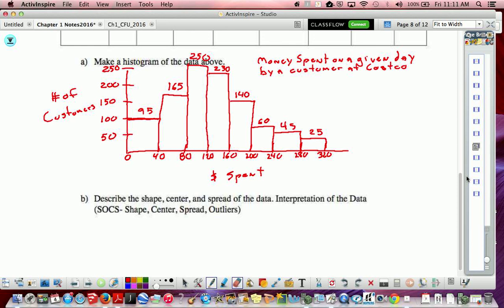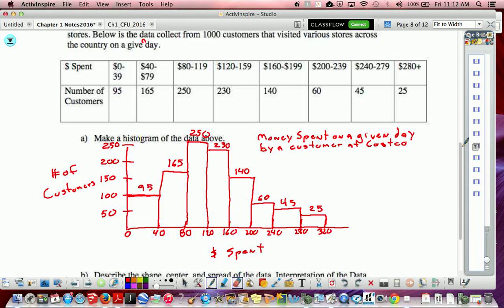For money spent, they have 0 to 39 set up for us. Are we going to have to set that up? Sometimes you might. You'll have to look at the data and say, all right, what's my low score? What's my high score? So for instance, if they actually gave me this list of 1,000 different dollars spent by 1,000 different customers, I look at what's the low and what's the high. And then I try to set my interval so that I get somewhere between probably like 10 and 12 bars.